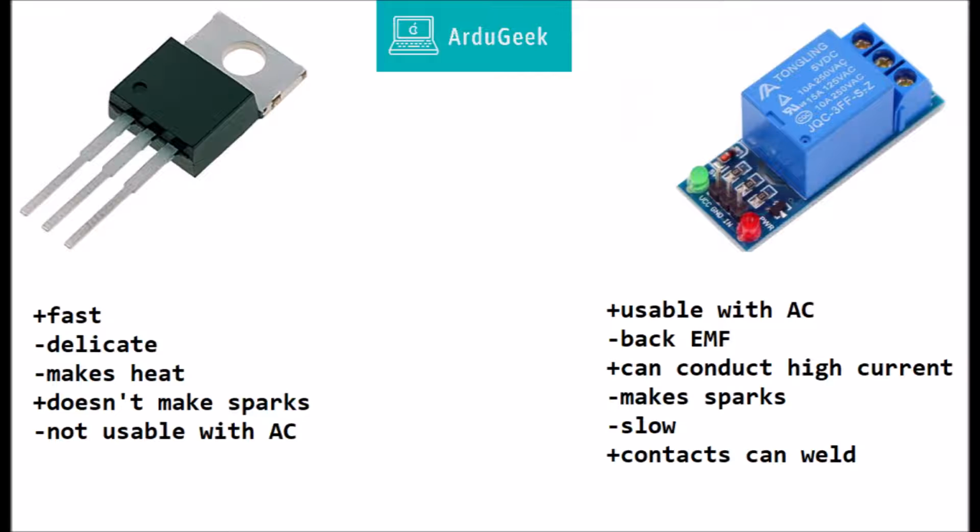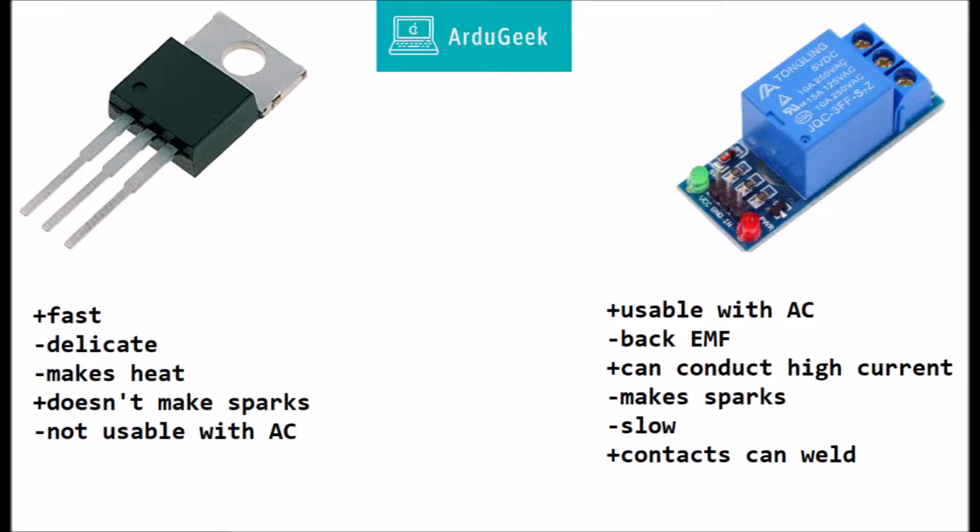The relay is of course usable with AC, but it generates back EMF, so if you want to switch the relay on and off, you need to remember to add the flyback diode. In this case, I have shown you the relay module, and the relay module has all of those features built in. The relay can conduct high current, for example up to 10 amps with this module that I am showing you.